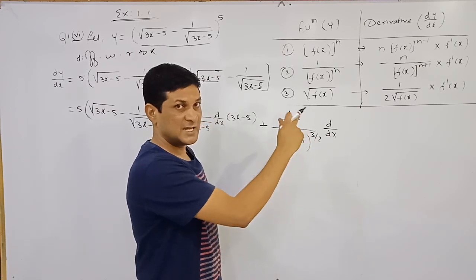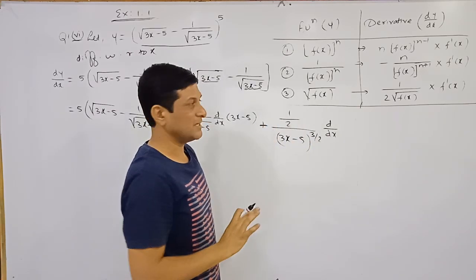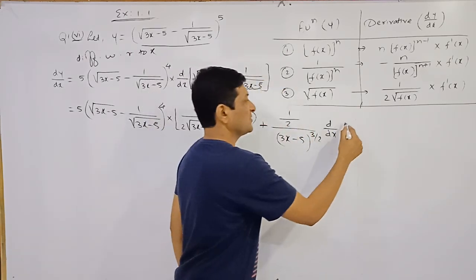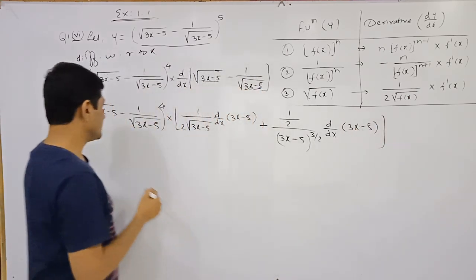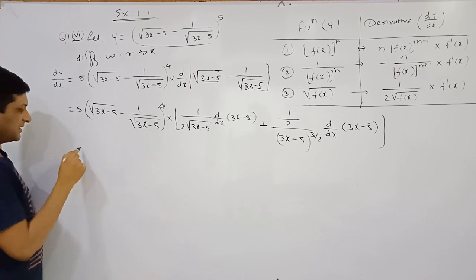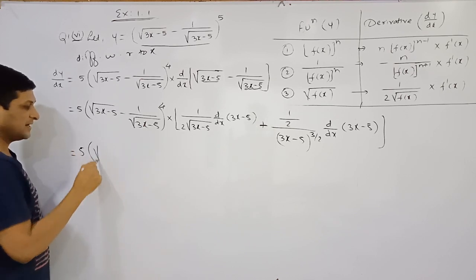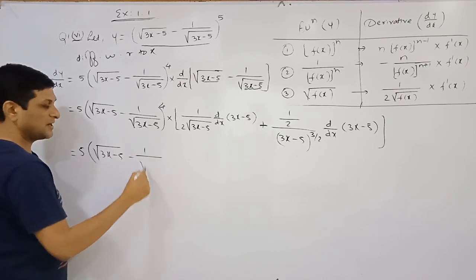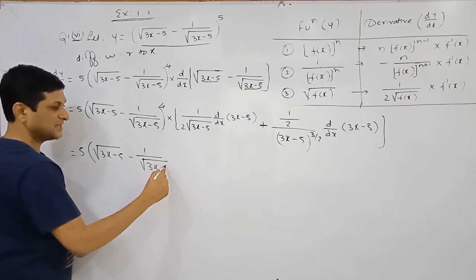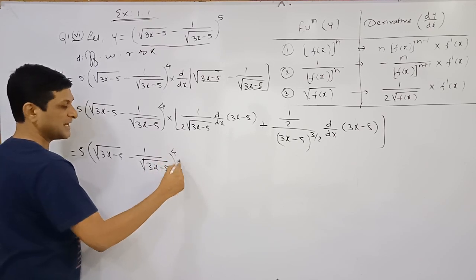Here f dash means the derivative. Derivative can also be denoted by d by dx, the derivative of f of x. F of x is what here? 3x minus 5. Okay, so which is equal to, again let us simplify it. So 5 keep it as it is, under root 3x minus 5, minus 1 upon under root 3x minus 5 raised to power 4, keep it as it is, into.